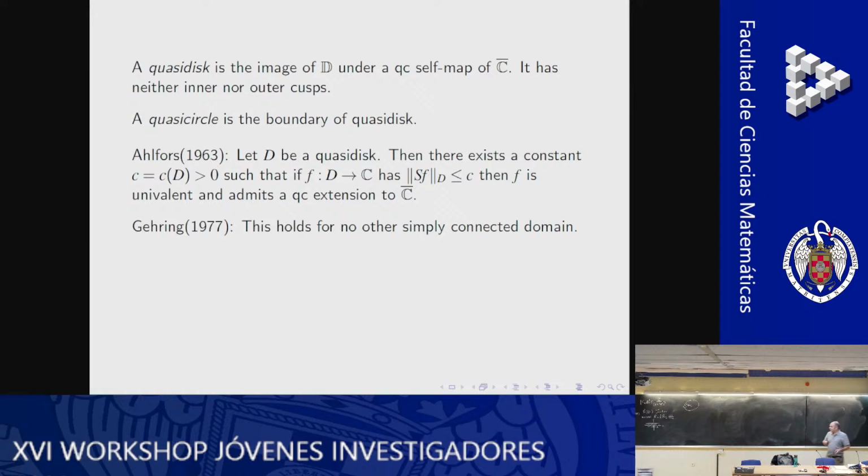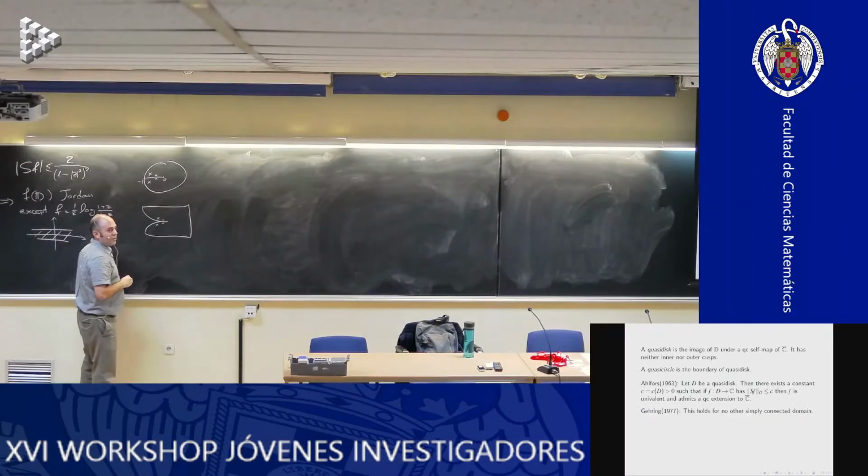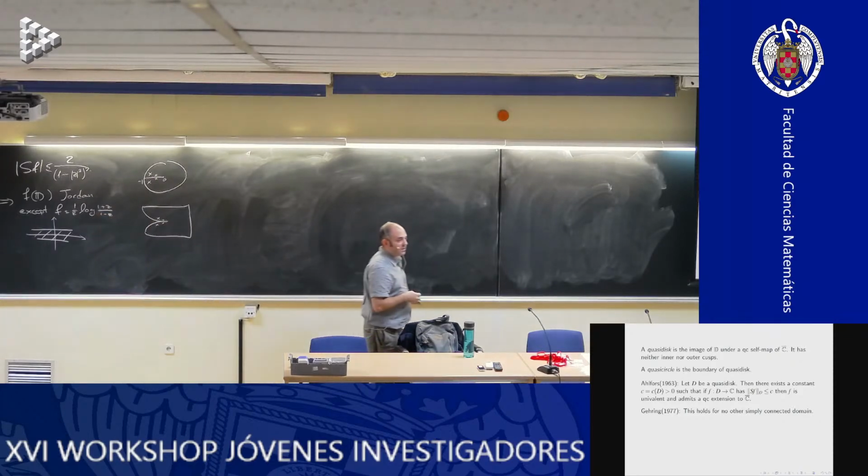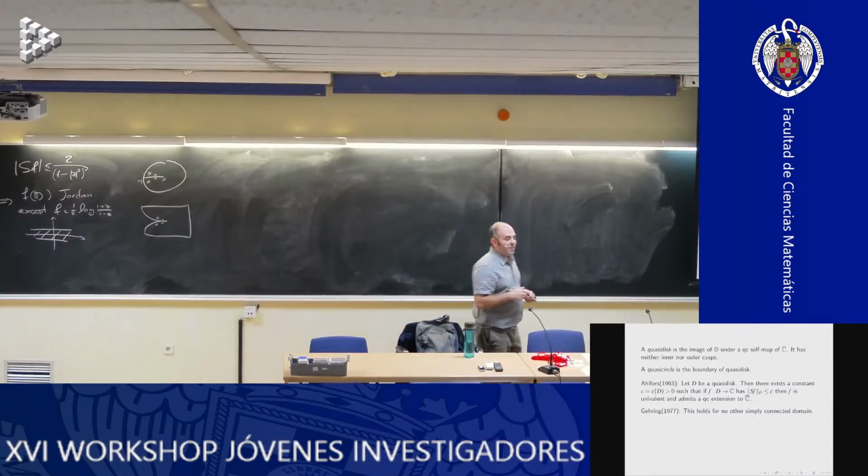So let's see if we understand. The same intuition here applies to cusps. I cannot have a univalence criterion in this domain because I can find a perturbation of the identity close to the cusp and having small Schwarzian derivative. So that's a bad domain.